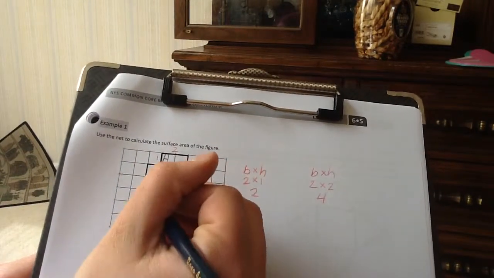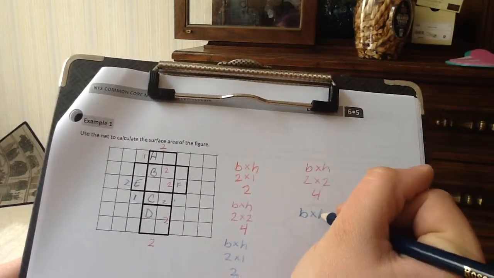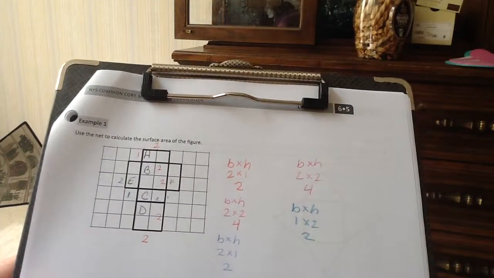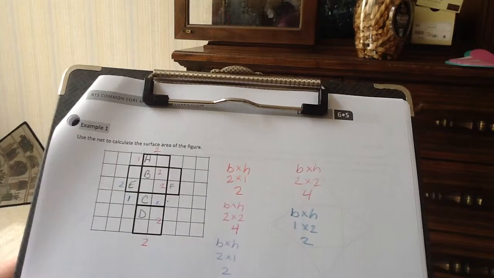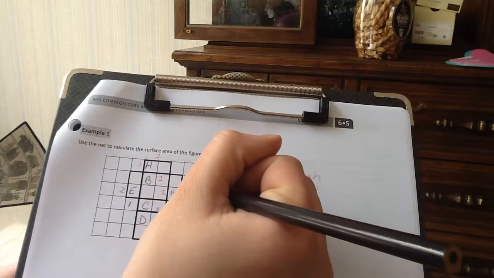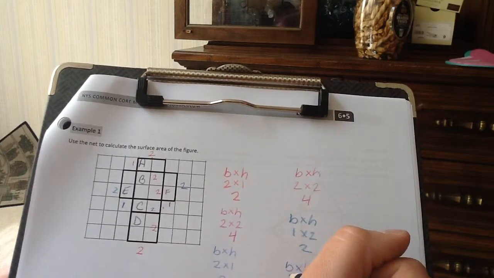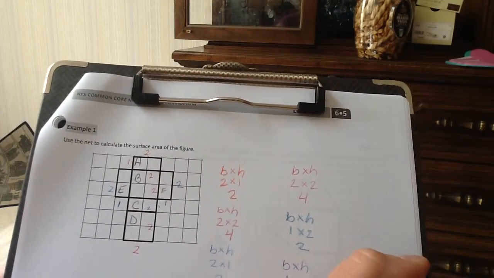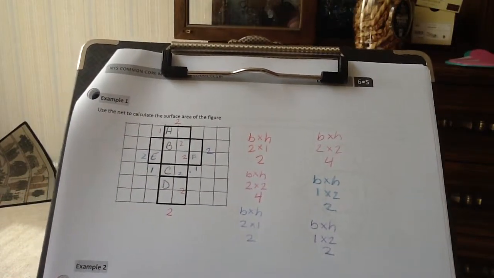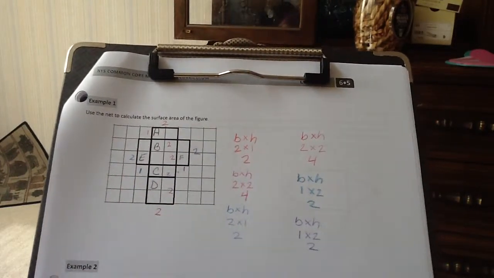For shape E, my base is 1, my height is 2. So base times height equals 1 times 2, which is 2. And finally, shape F, base is 1, height is 2. So base times height equals 1 times 2, which is 2. So now that I have the individual area of each of these shapes, I can go ahead and find the total surface area of my net.